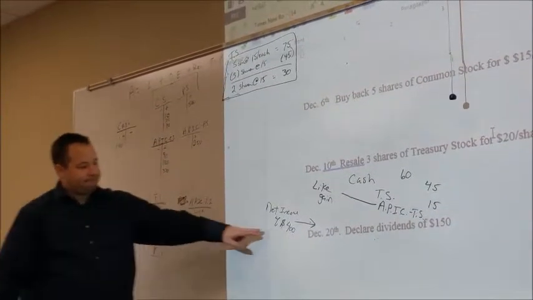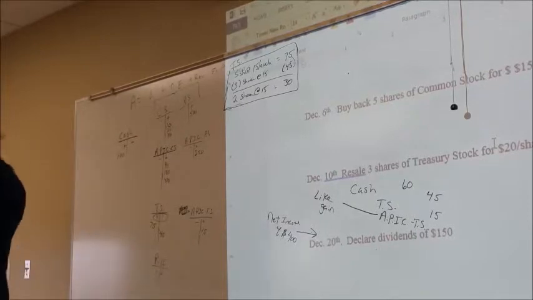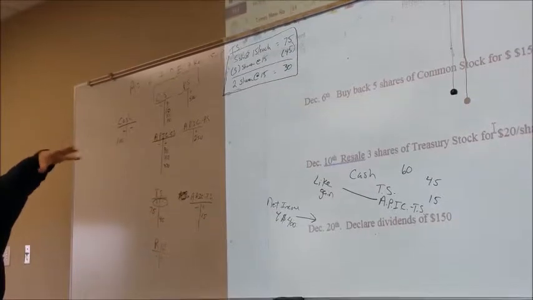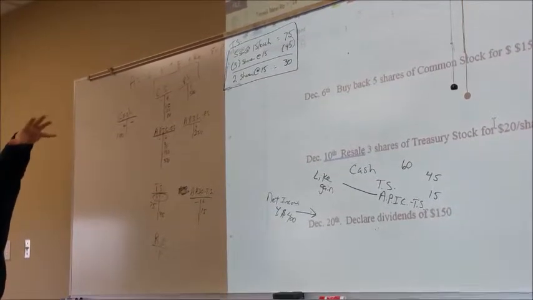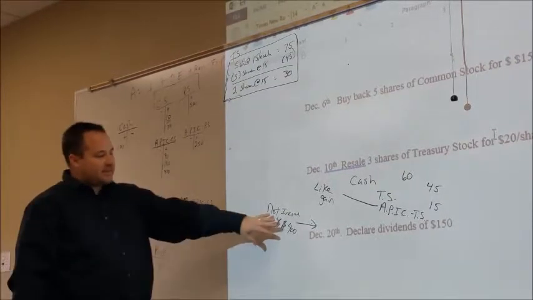Net income. What composes net income? The two big categories. What minus what gives you net income? Sales. Okay, revenue and expenses. What happens to revenue and expenses at the end of the year?